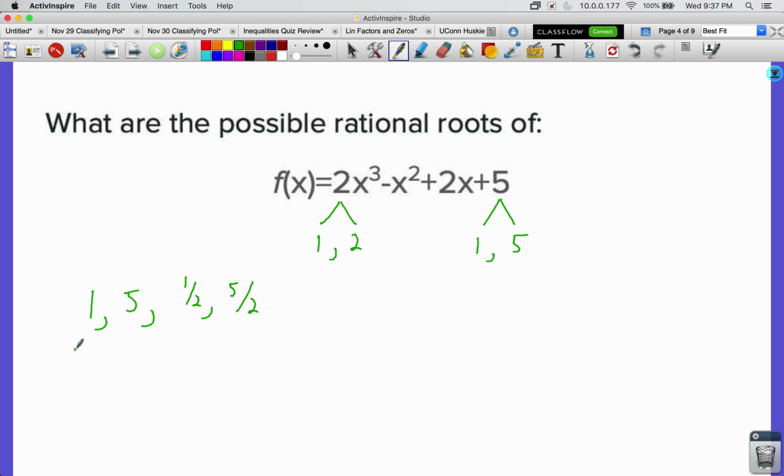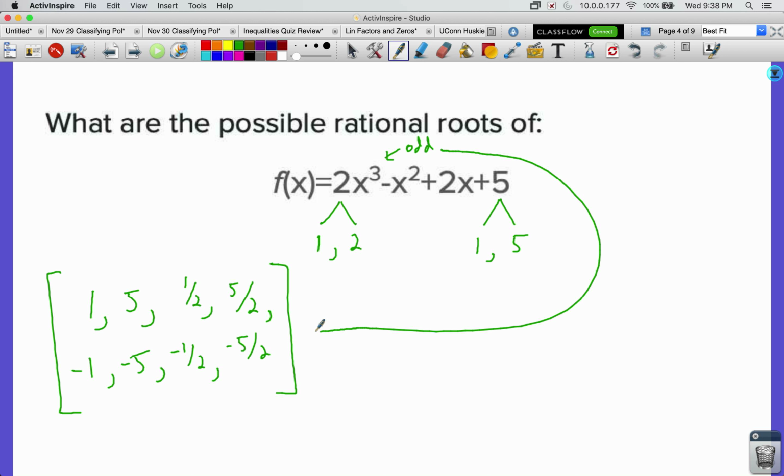And then I need to get the negative versions of all these numbers. So -1, -5, -1/2, and -5/2. All right. If this function has any rational roots, it will be in this list here. And because the biggest exponent is odd, we are guaranteed 1. So if it's odd, there must be at least 1. So 8 numbers is still a lot to check, but it's a lot fewer than if we were just picking numbers at random. And how we check them is with synthetic division.